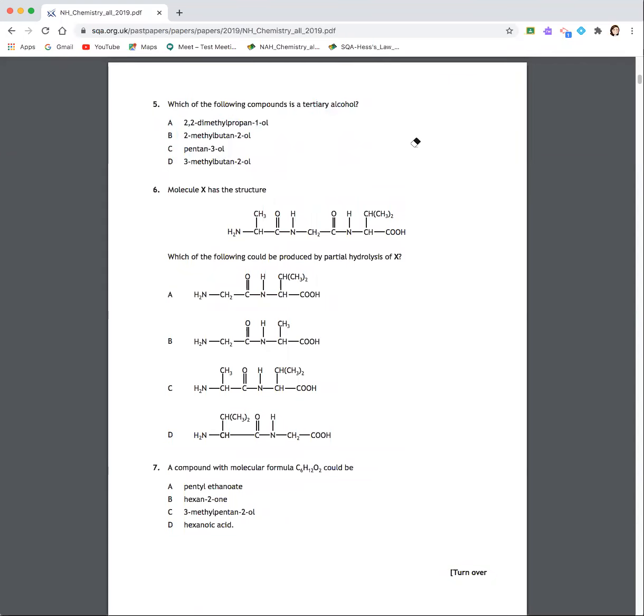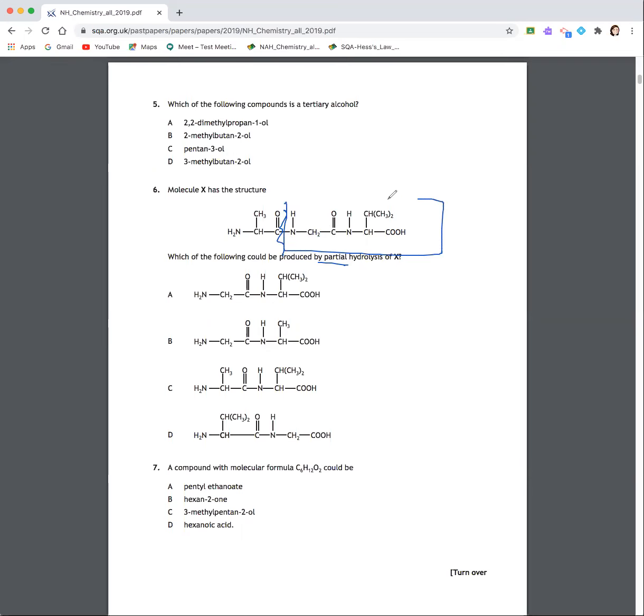Then question 6, which of the following could be produced by partial hydrolysis of X? So for a hydrolysis reaction, you'll break either an ester link or an amide link. So this molecule here has amide links in it. Okay. So they'll be broken. If it's partial hydrolysis, then you're only breaking one of them. So I'm going to break this one first, and it's giving us the options of dipeptides.